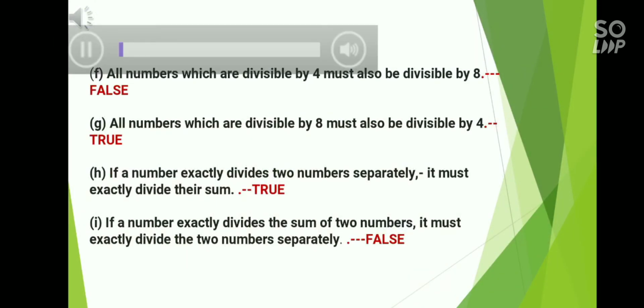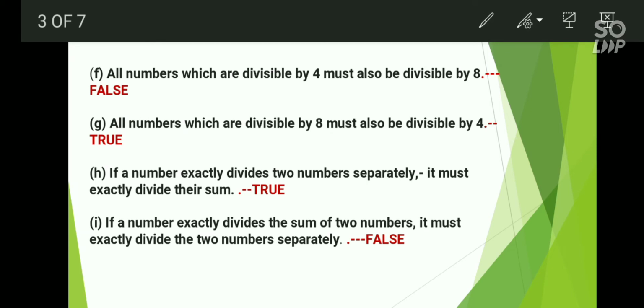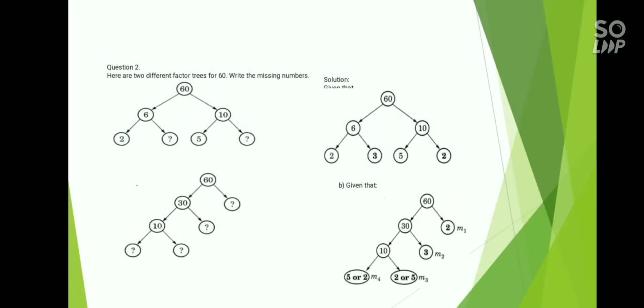Let us see the next question. If a number is divisible by 9 and 10 both, then it must be divisible by 90. It is not necessary. Again, we can see with a different example. Another example, if two numbers are co-prime, at least one of them must be prime. It is also false.